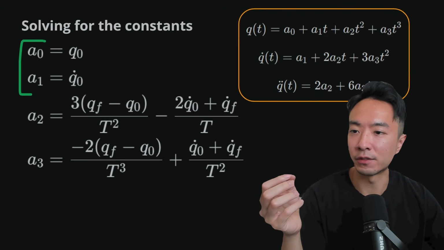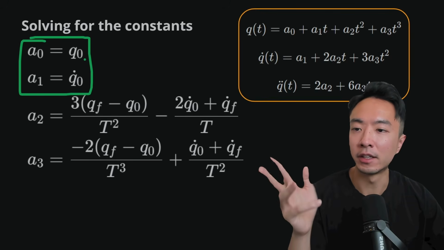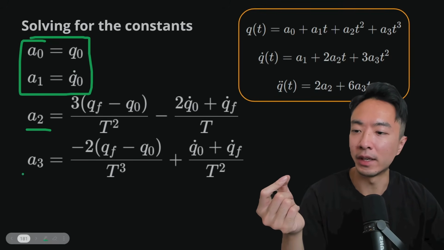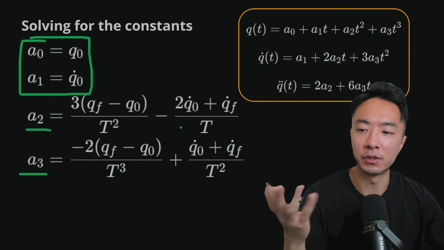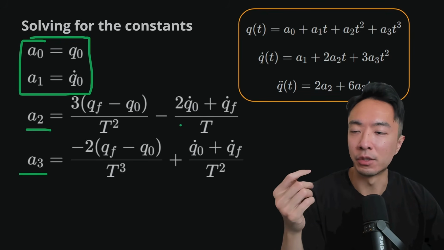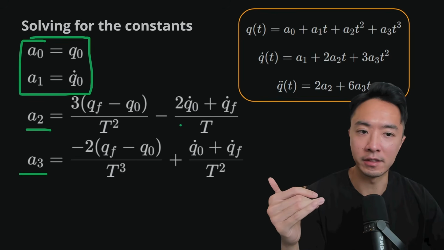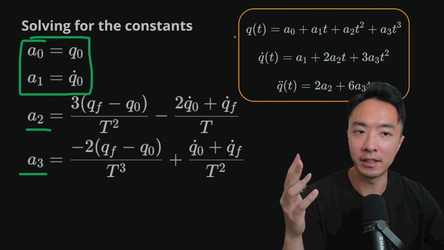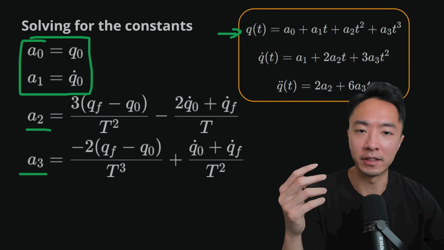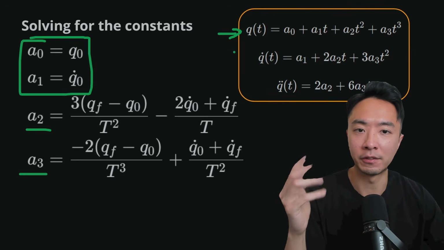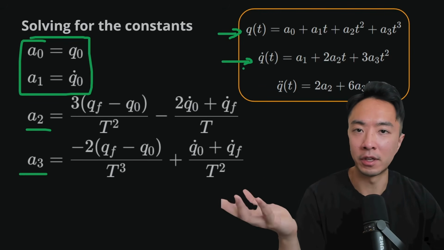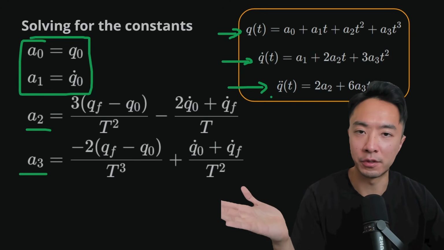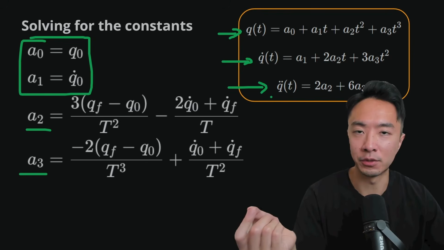The constants for the first two are going to be q0 and q0 dot. And then A2 and A3, you can solve and you'll get these equations. So we have the equations for the 4 constants, and then you can solve for them. If you want to do it by hand, these are the different expressions for the polynomial: we have q, the first derivative q dot, and then q double dot. Once you have a system of equations, you can solve for A0, A1, A2, and A3.